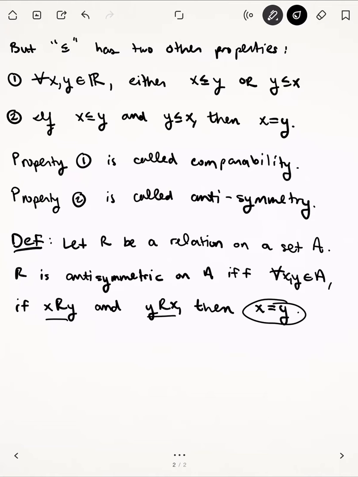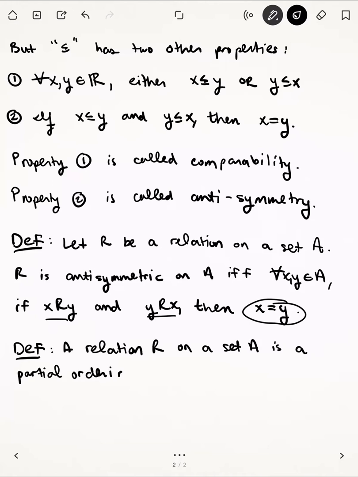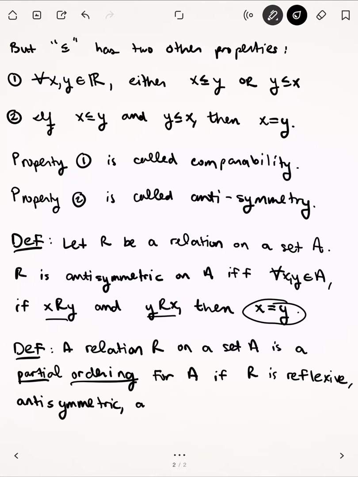Let's get to the crowning definition of this section. Definition: a relation R on a set A is a partial ordering, I should say, partial ordering for A if R is reflexive, anti-symmetric, and transitive.